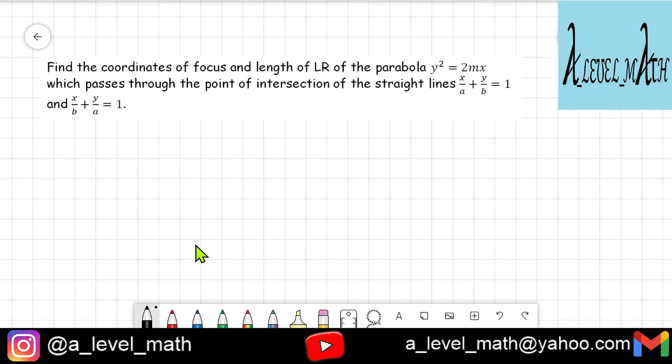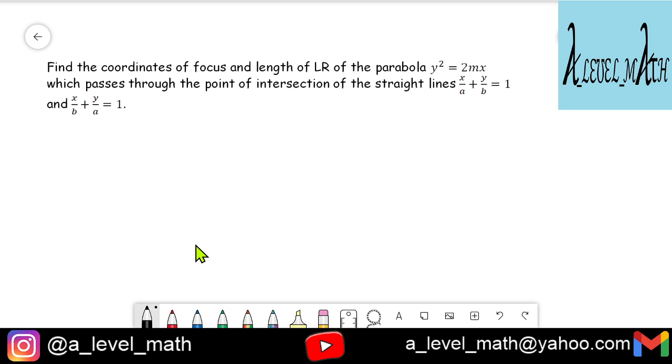Find the coordinates of the focus and the length of the latus rectum of the parabola y squared is equal to 2mx, which passes through the point of intersection of the straight lines this and this. Okay, so we are given two straight lines and we are given that there is a particular parabola which passes through the point of intersection of this and this. So effectively what we have to do is just figure out the value of m with the given condition. So we are given that the parabola passes through the intersection of these two lines.